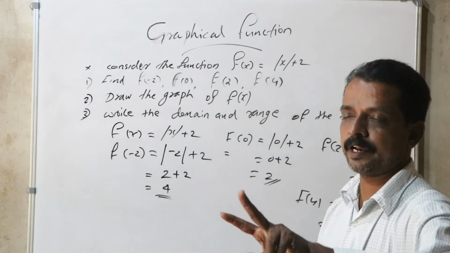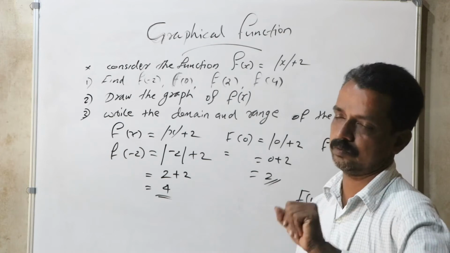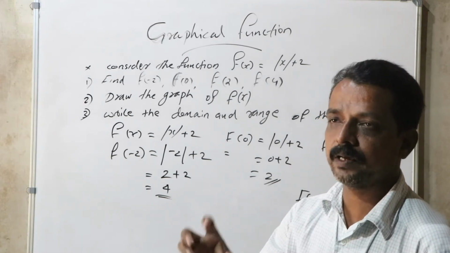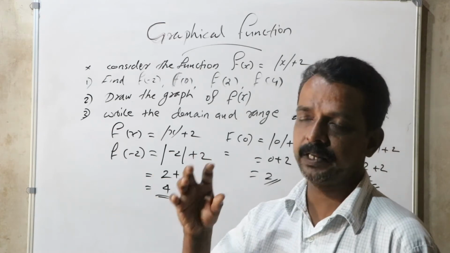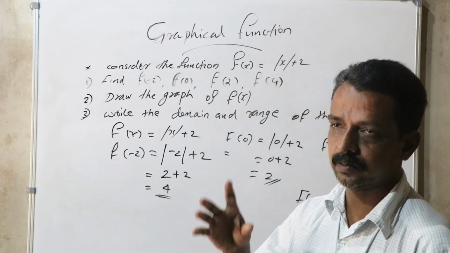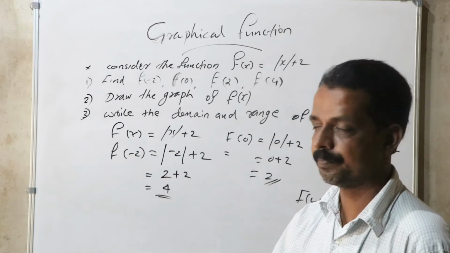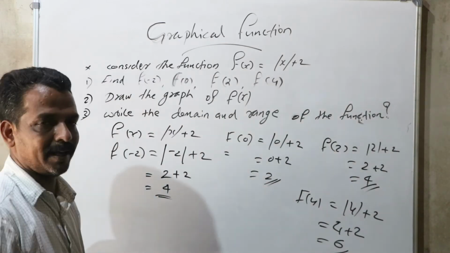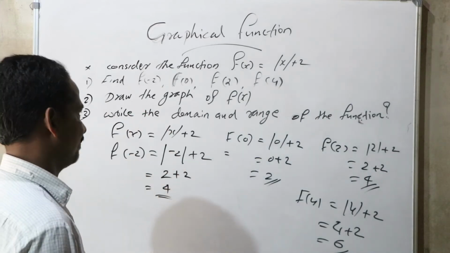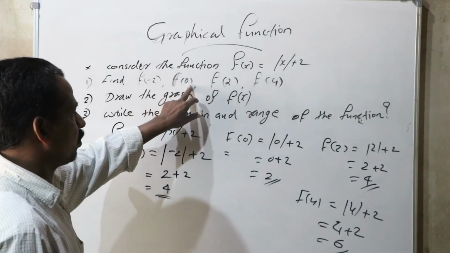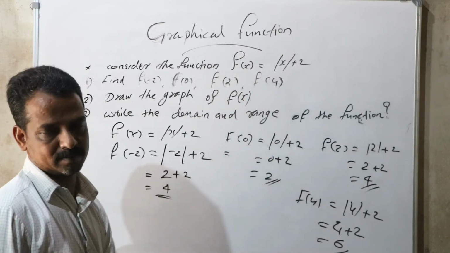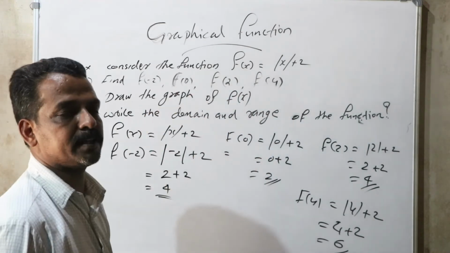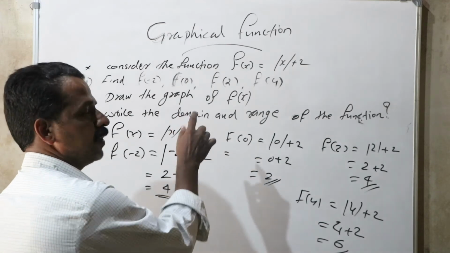Minus 2, minus 1, 0, 1, 2. But here it is not necessary to pick out these 5 values. Why? Here there are 4 x elements: minus 2, 0, 2, 4. And we have found the images of each of them.